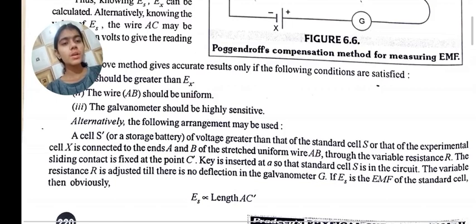The key is inserted at A so that the standard cell S is in the circuit. The variable resistance R is adjusted till there is no deflection in the galvanometer G. If Es is the EMF of the standard cell, then obviously Es is directly proportional to length AC'.